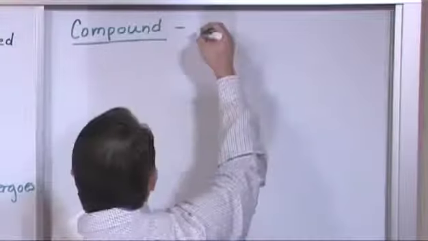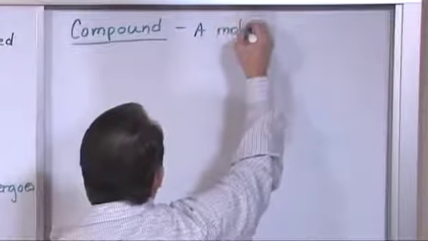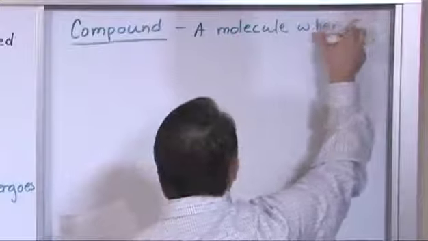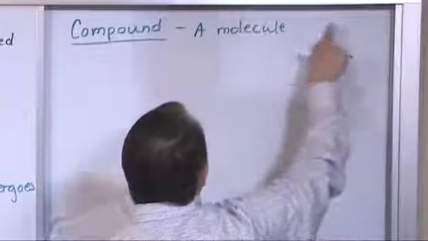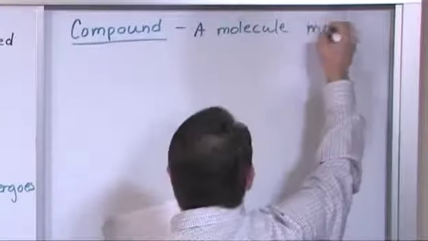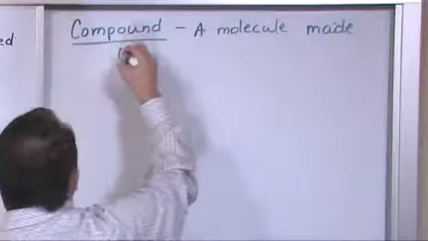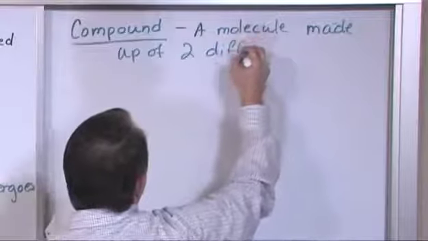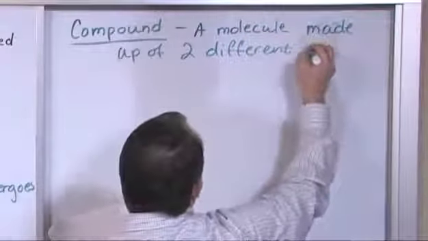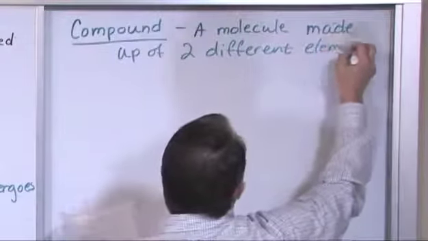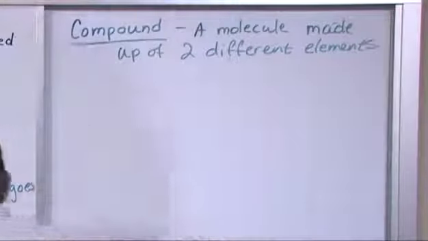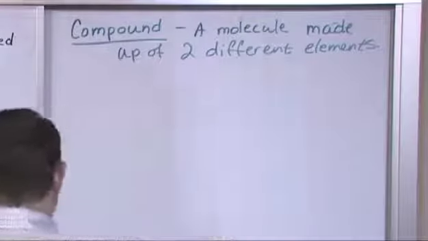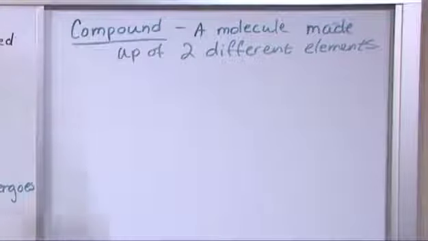A compound is a molecule, it's a type of molecule, in other words, where, let me put it like this. It's a molecule made up of two different elements. So honestly, it's really just a definition. And once you learn this, you probably never have to use this again. But let's talk about a couple of examples.